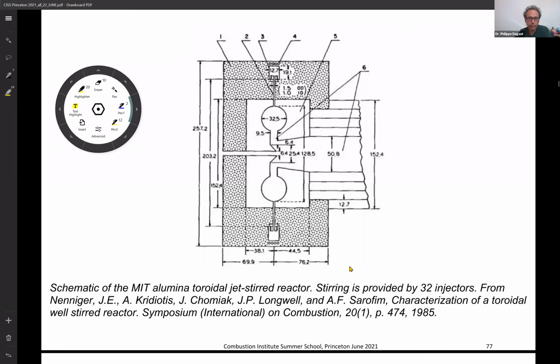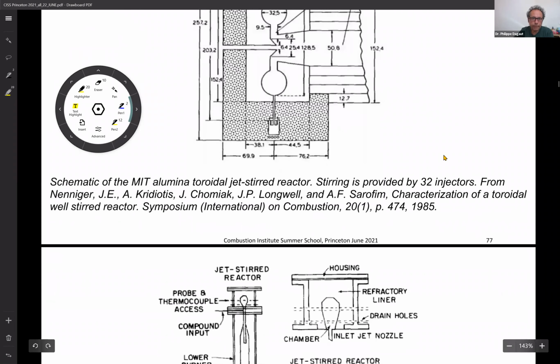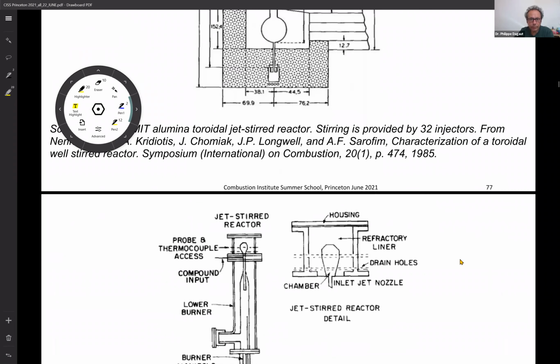Toroidal jet stirred reactor built with alumina. And here we don't have 4 injectors, but we have 32. So all around the torus. And it was used in different studies, and it was even coupled with a plug flow reactor. And I think I have one slide later.